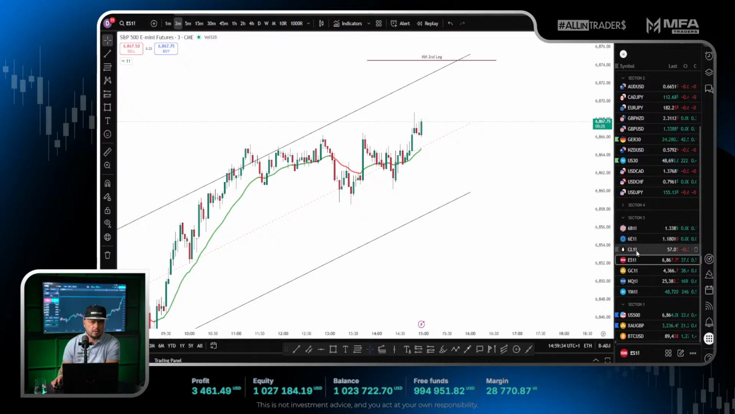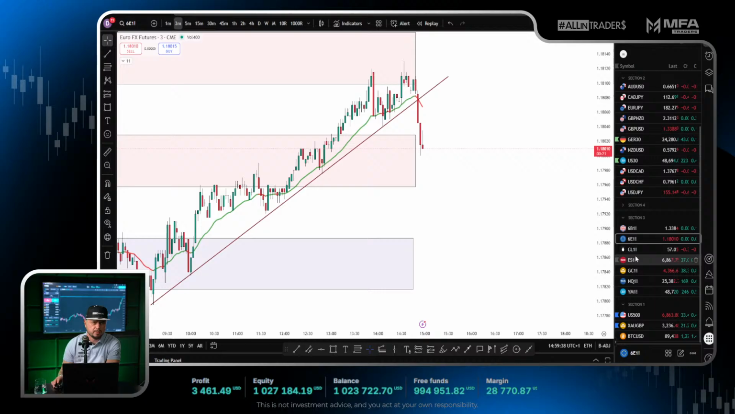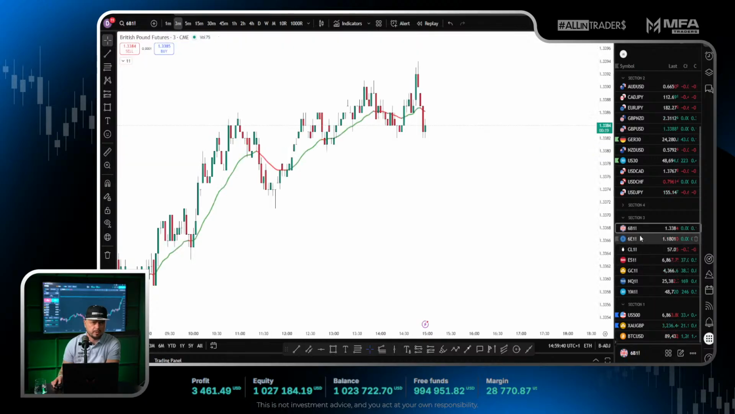Then we're gonna look for the trades, and Euro is dropping down. British pound doesn't look too bad. There was one strong candle, but it's okay. In the worst case, it's gonna be nice anyway.